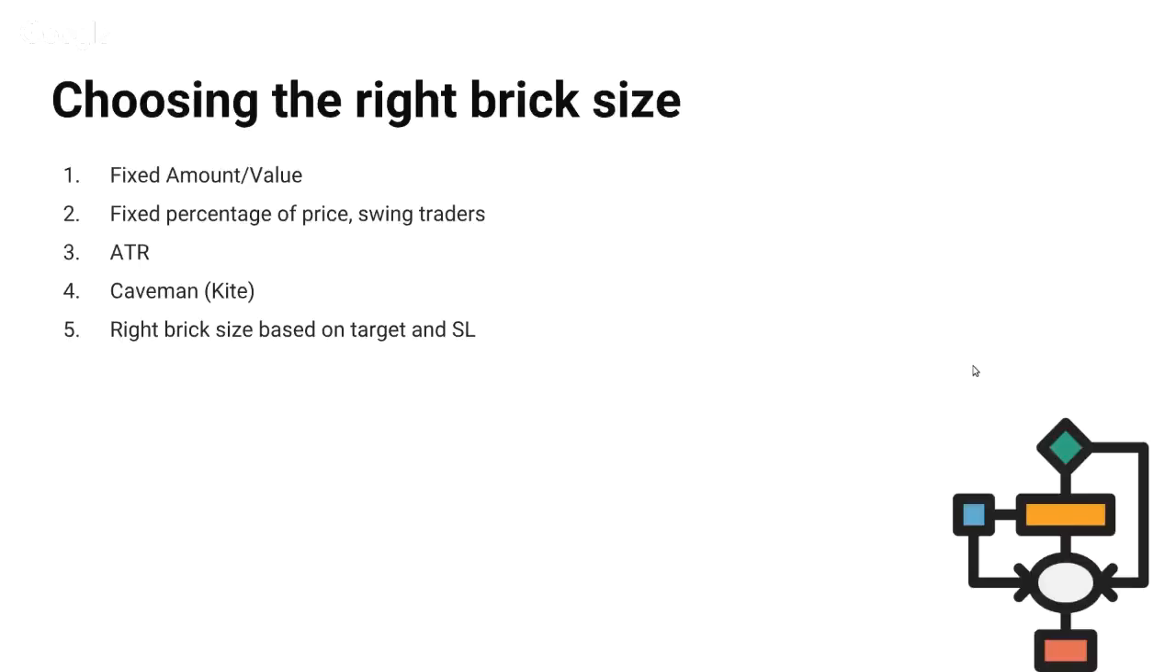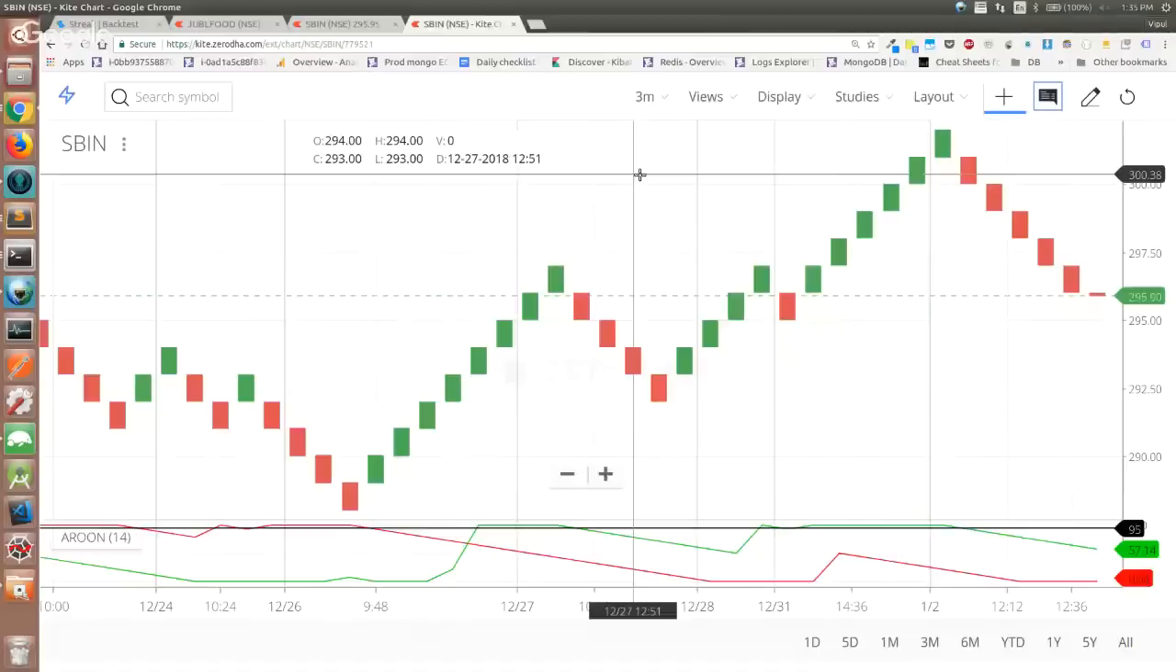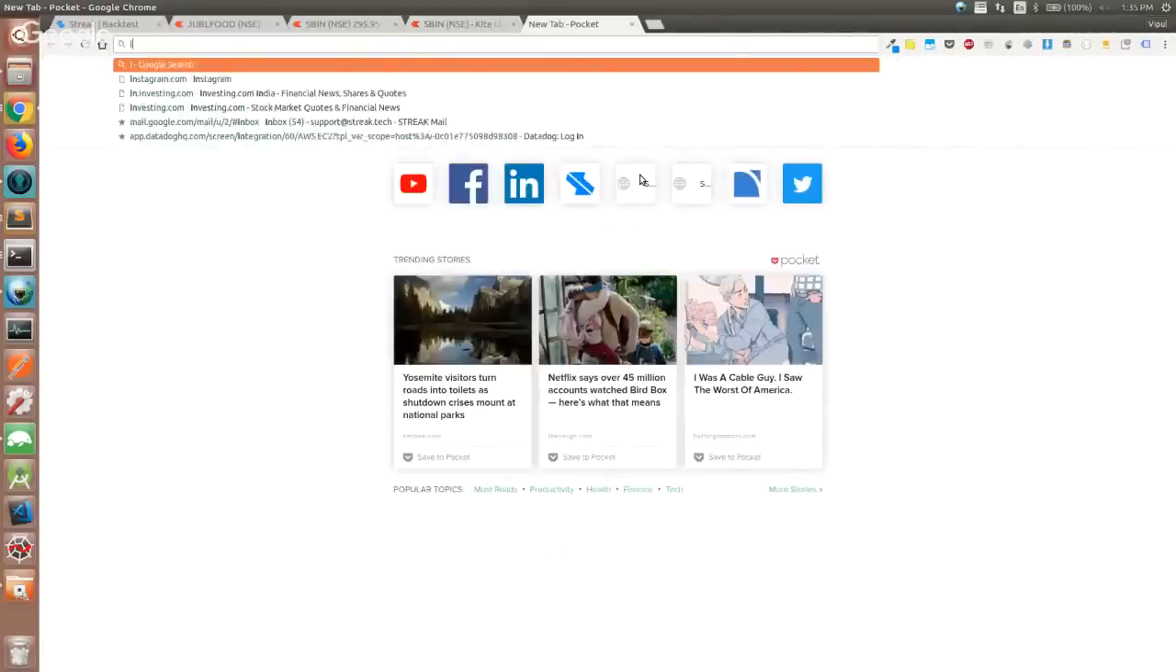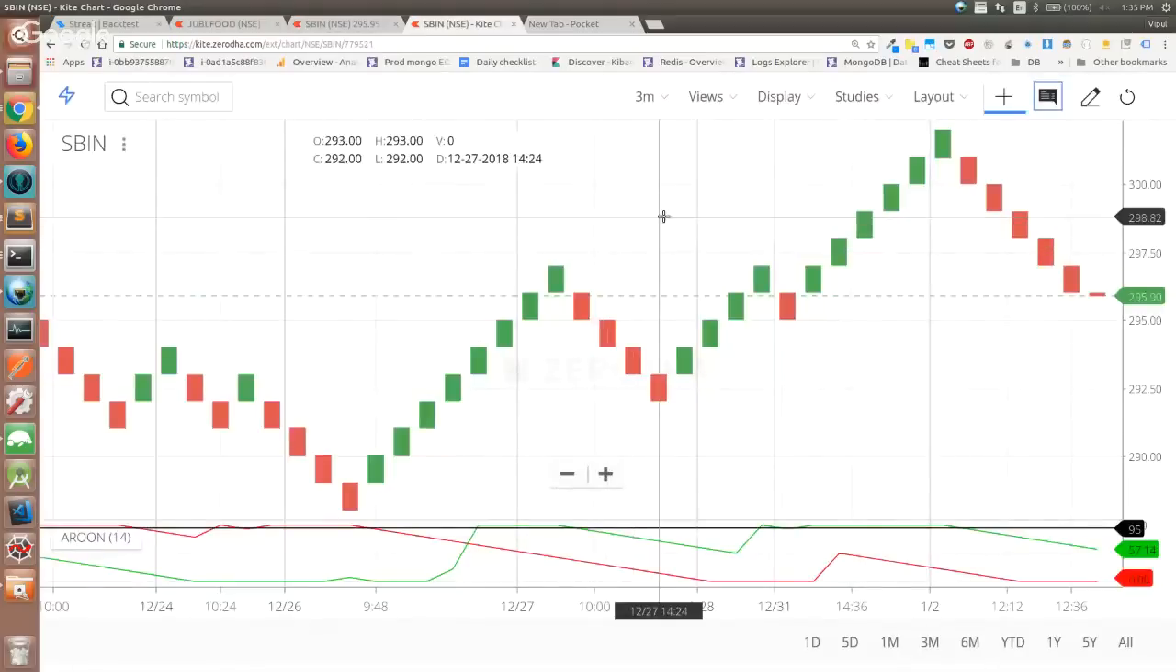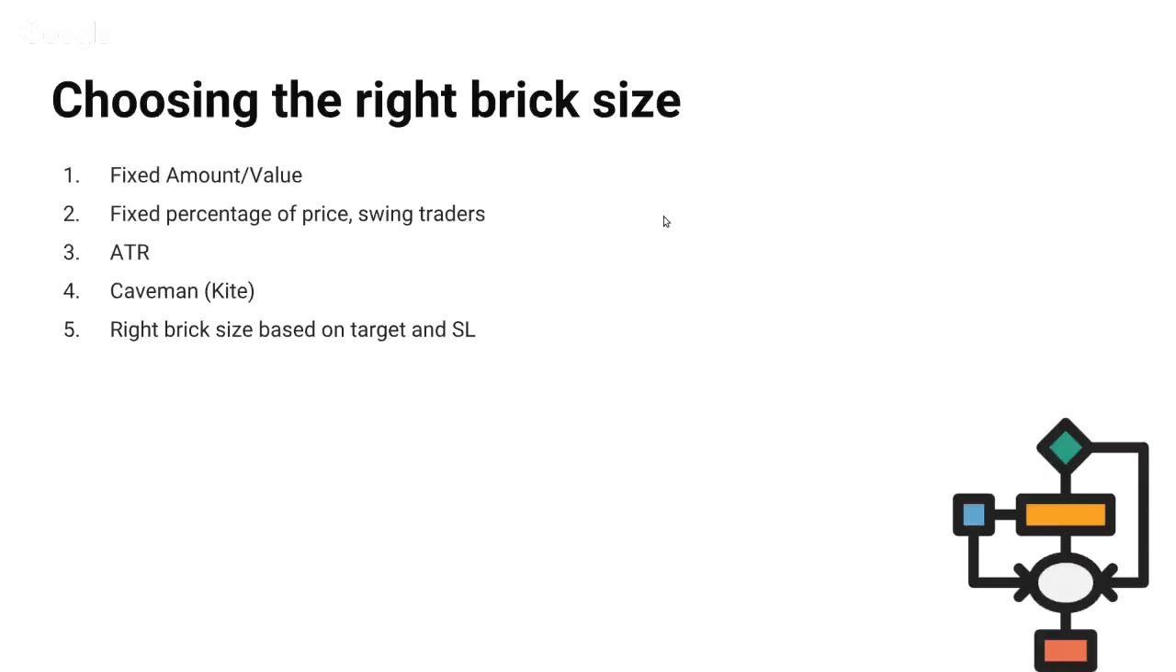Now ATR, I explained, is straightforward. In many chart platforms, you just select ATR. Kite doesn't provide that because of the reasons I explained. But again, ATR is one way to choose brick size. You just say ATR 14 period, 15 period. So if I have to show, I can probably show. You can just choose any other chart provider and choose the ATR value there, right? With ATR, you have to be very careful, which I have already explained.